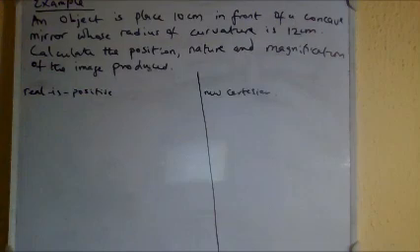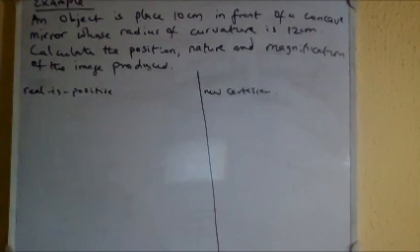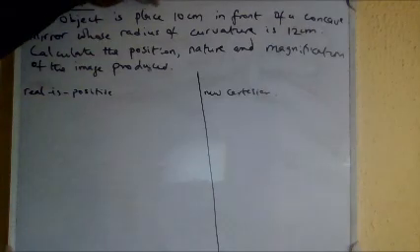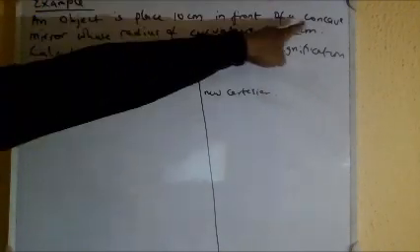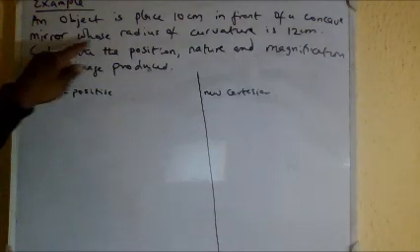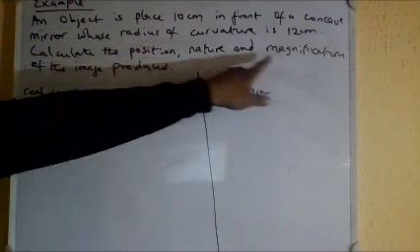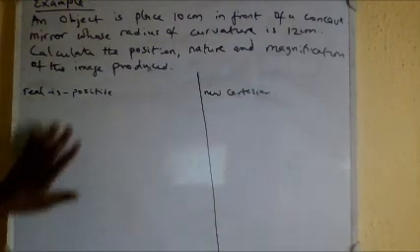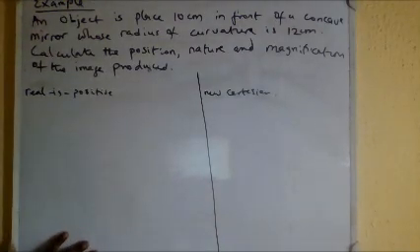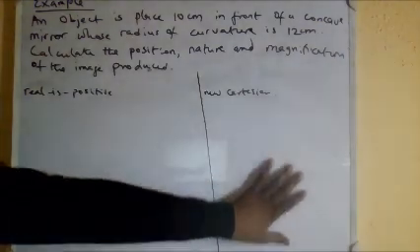Okay, so we have a question on the board here. It says, an object is placed 10 cm in front of a concave mirror whose radius of curvature is 12. Calculate the position, nature, and magnification of the image produced. So we're going to use two methods. This side will be for real-is-positive convention, and this side will be for new Cartesian convention.